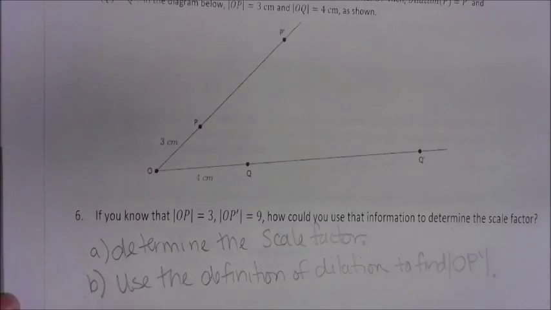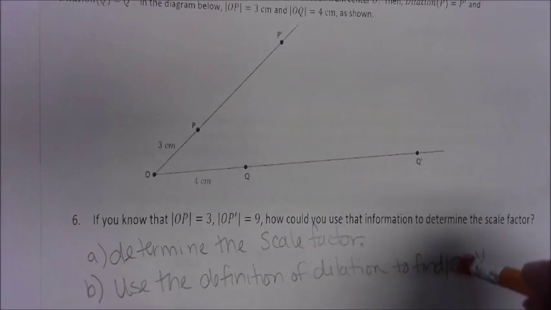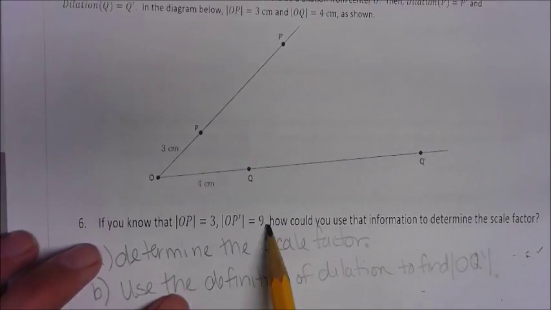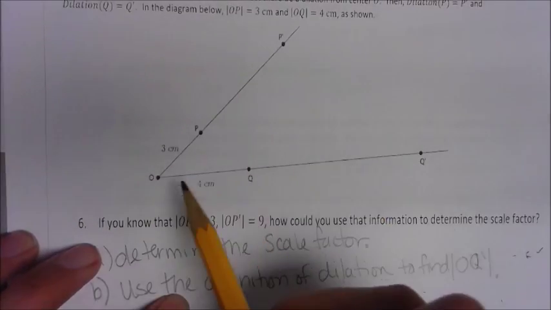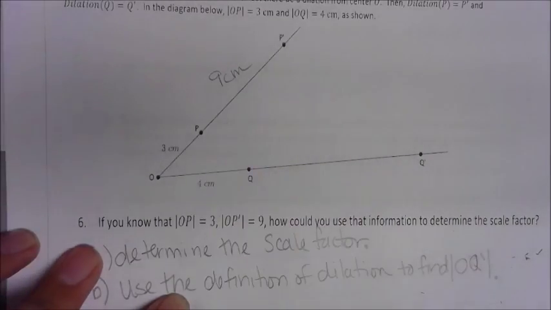All right, so now it's going to be your turn. We just did a problem very similar to this. I just did it with the OA and the OC primes, and now I'm going to let you try that. It gives us the information that OP is 3 and OP prime is 9. So if you want to plug that in, you can. I draw this and you know OP prime is 9 centimeters. If you have that information, how could you use that to determine the scale factor?